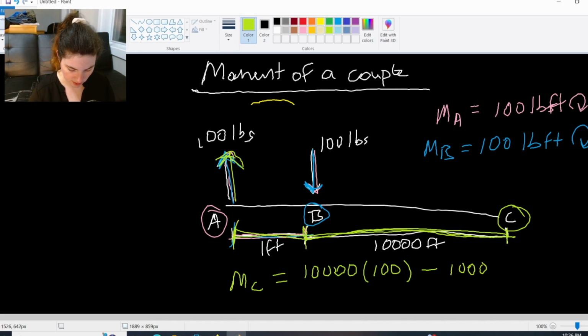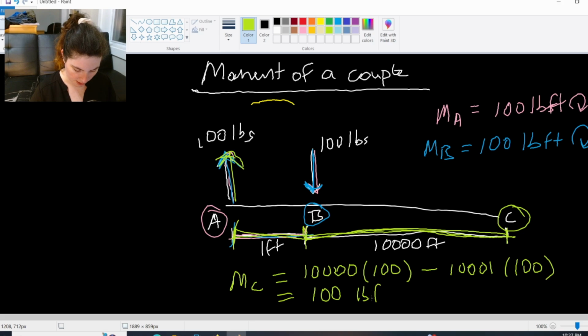10,001 feet times 100. So I still get the same answer, right? 100 pound-feet clockwise. It doesn't matter where. I could take it anywhere on this beam and I'm still going to get the same moment. That's the concept with the moment of a couple.